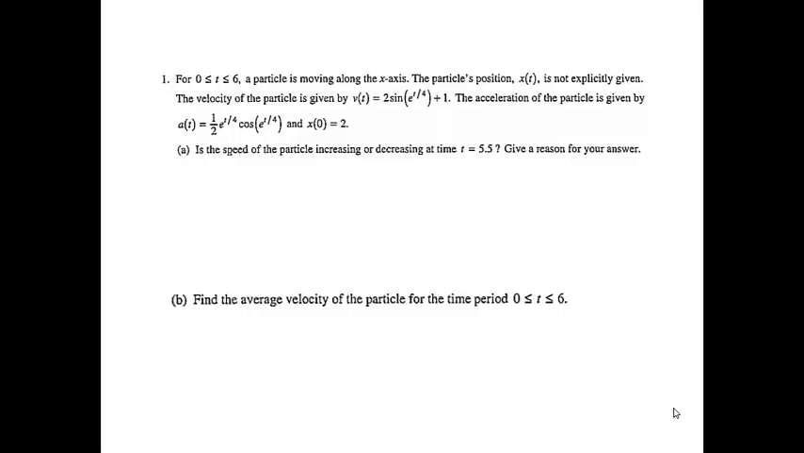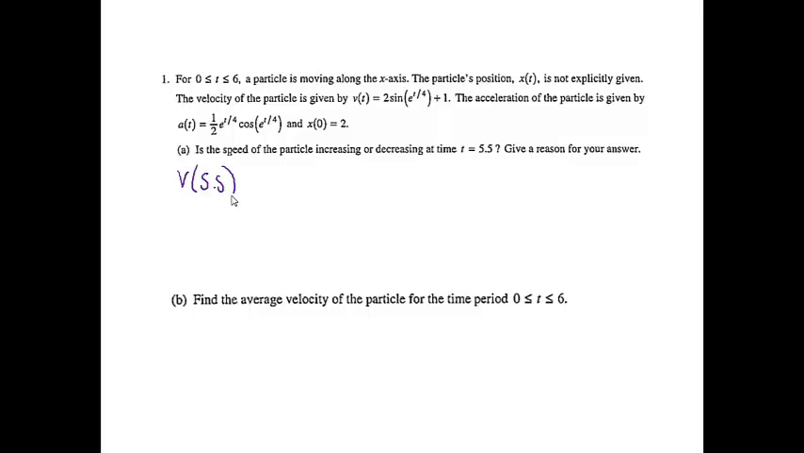All right, for part A, it says, is the speed of the particle increasing or decreasing at time t equals 5.5? Give a reason for your answer. Well, we learned that speed of a particle is increasing if acceleration and velocity are the same sign, and it will be decreasing if acceleration and velocity are different signs. So we pretty much need to find the velocity and acceleration.